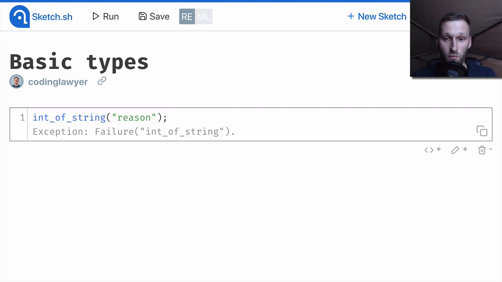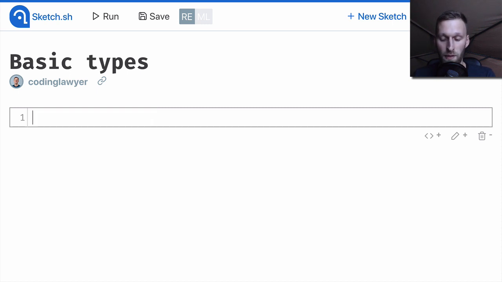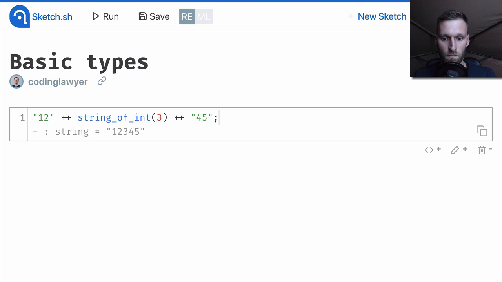Now, conversion functions work in both directions, so we can also convert an integer to a string. So we have a successful conversion. We converted our integer to a string. You can also do a more complex operation. Let's take a look. Now we got back a string. And you need to remember that function application has a higher priority than the basic operators. So we first convert our integer to a string and then we concatenate the rest of our expression.